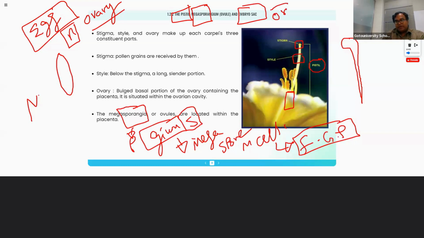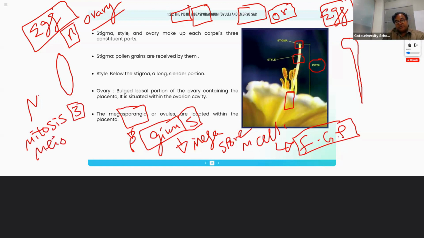Female gametophyte or embryo sac, like this I already told you. For making the egg, how many mitosis and how many meiosis processes are required? So 3 mitosis processes and 1 meiosis process. So 1 meiosis process and 3 mitosis processes are required to make 1 egg.